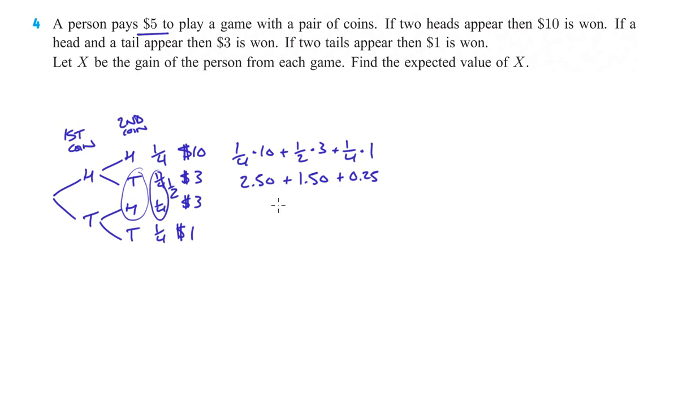So $4.25 is our expected gain, but it costs $5 to play the game, so the expected value of X is going to be: you gain $4.25, but you have to pay $5, so that's an expected loss of 75 cents on average every time that you play. Okay? All right, one more to take a look at here.